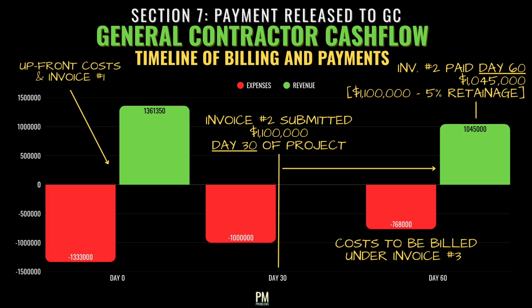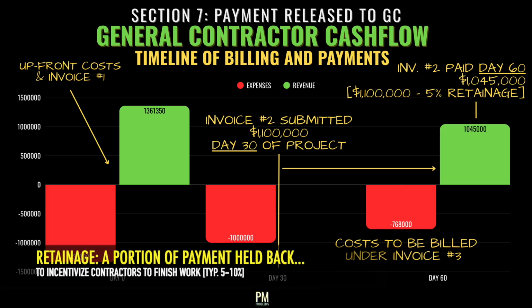It's very important to note that the client does not actually pay the full value of what they're being billed each month. The client holds back, or retains, a certain percentage of the invoiced amount until the project is officially complete. This is called retainage, and is often 5% or even 10% of the total value being invoiced. The actual percentage will be established in the contract for the project.